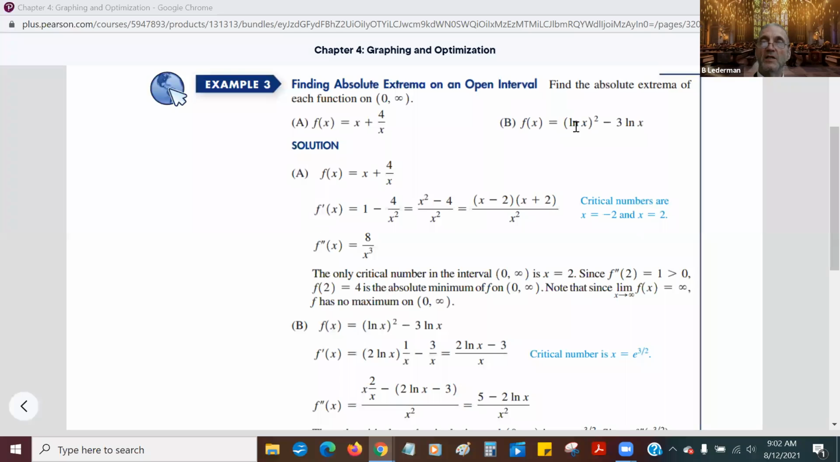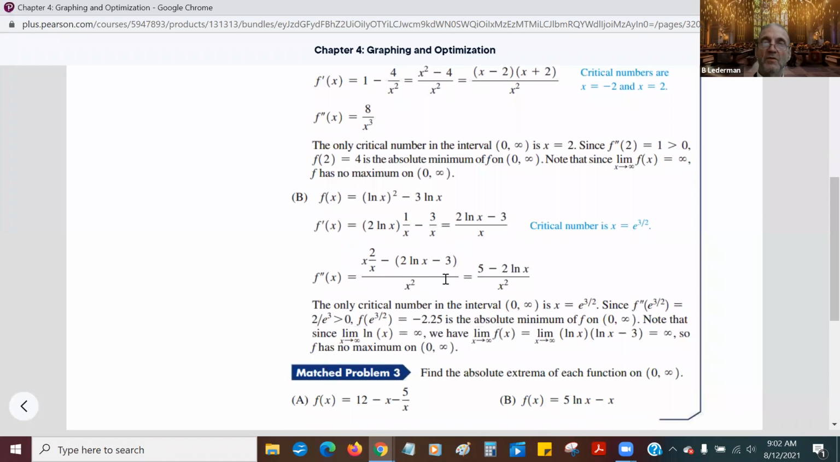Now for this one, (ln x) squared minus 3 ln x, I take the first derivative, and again, I'm going to have to use a chain rule here. So it's 2 ln x times 1 over x, minus 3 times 1 over x. That's not chain rule, that's just a straight derivative. I put it into one fraction, and I get 2 ln x minus 3 over x. So the critical number is going to be x equals e to the 3 halves, because if x equals e to the 3 halves, the top becomes 3 minus 3.